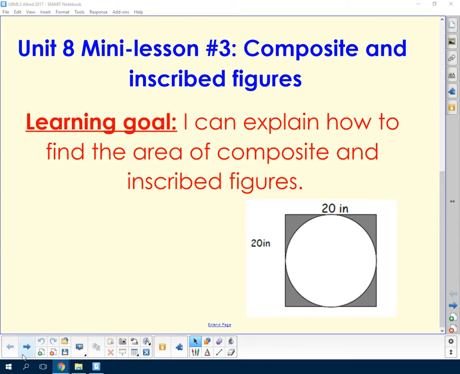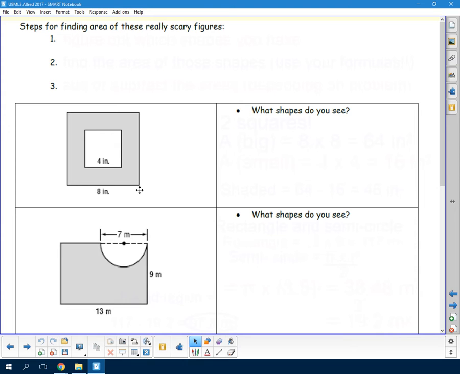Okay, we're going to go ahead and get started with the notes. If you flip that paper over to the front and the back and look at some of the shapes on there, you might think they're kind of scary. Do you think they're kind of scary? I think they look a little bit scary too.